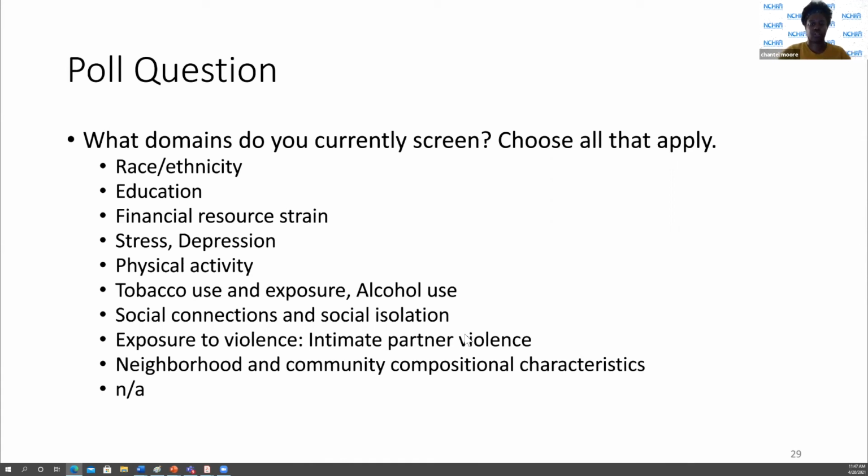All right, our results are in. We have 91% of individuals who reported that they screened for race and ethnicity. 73% said they screened for education and financial resource strain. 64% screened for stress and depression. 45% screened for physical activity. 64% screened for tobacco use and exposure in addition to alcohol use.